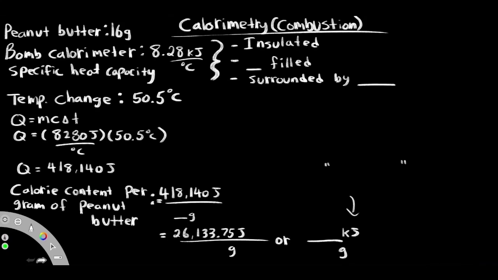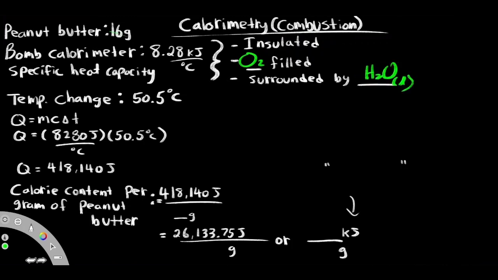Calorimetry, specifically looking at combustion. Have you ever wondered how we get the calorie content of a particular food or substance? Well, in this example with our peanut butter, if we burn it and combust it, it has to be filled inside an insulated container, has to be oxygen filled, an ample amount of it, and it has to be surrounded by water. Now, we don't always have to use water.